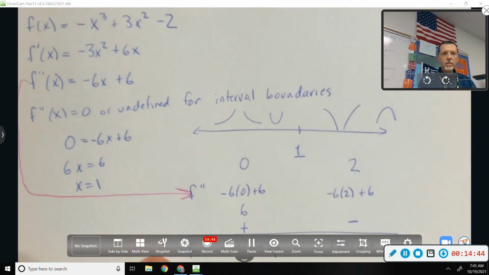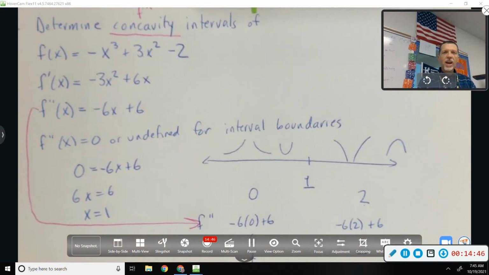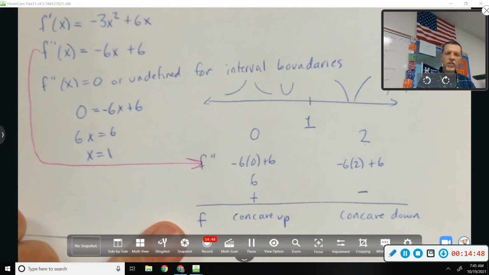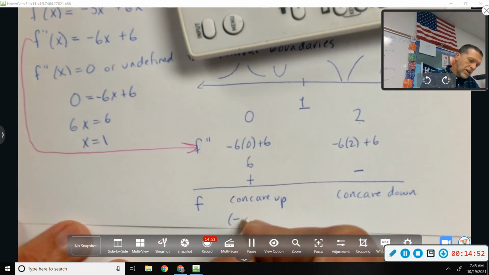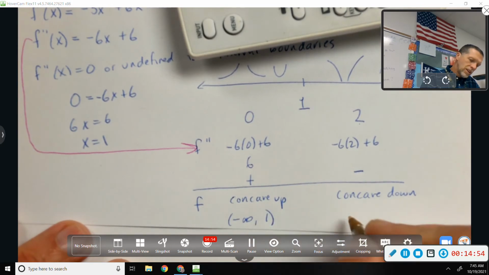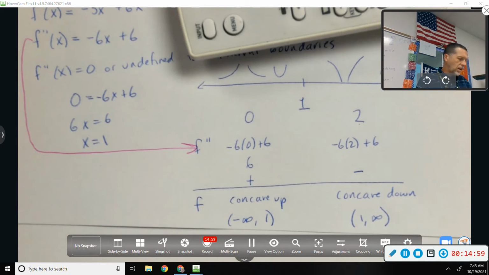Let me answer the question here. Concavity intervals. Well, I've got the picture, but I haven't really said it explicitly yet. It's concave up from -infinity to 1, and concave down from 1 to infinity.